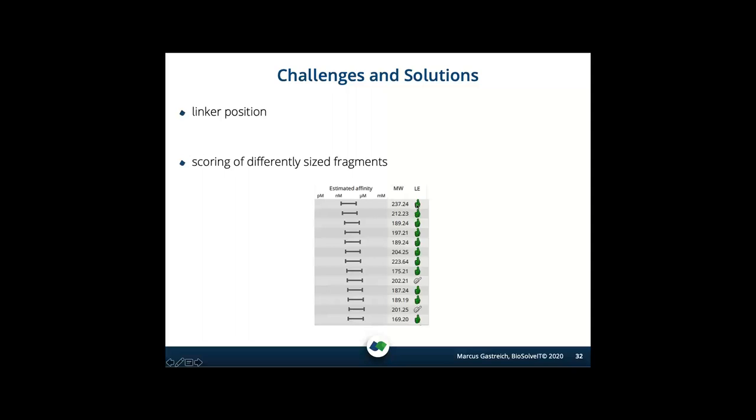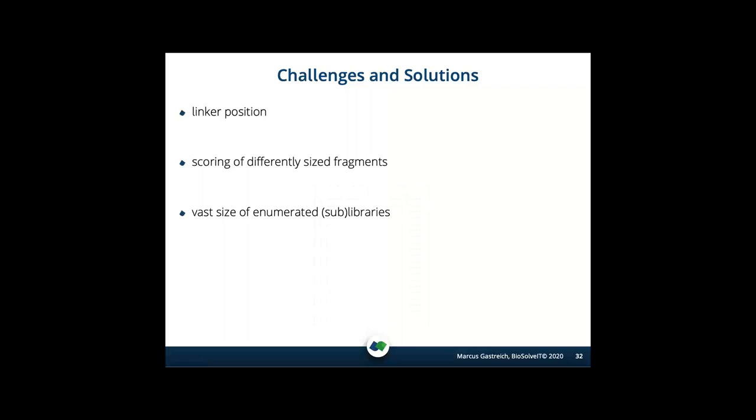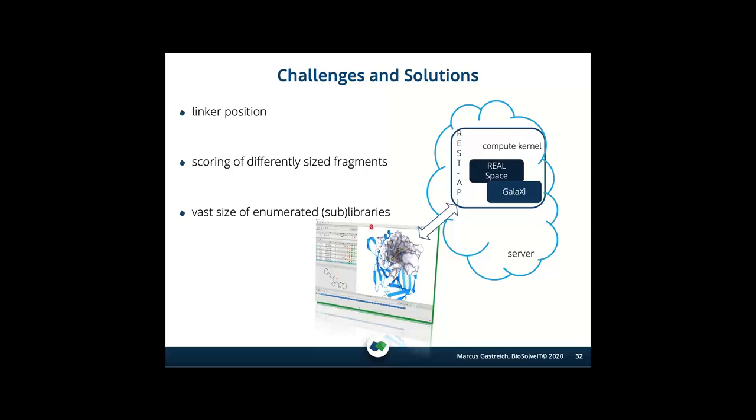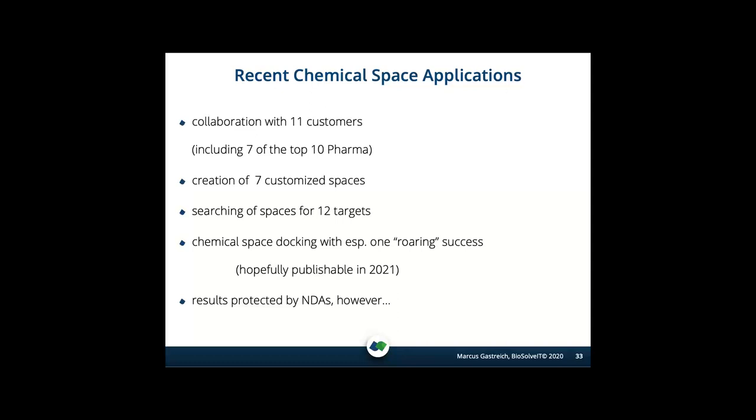Then we have this vast size of the enumerated sub-library. So I'm currently presenting here from my MacBook, which has 8 CPUs, which is already quite a number of CPUs, but certainly for these larger tasks, it would be wishful to not only operate on a laptop or on a standard desktop, but perhaps to do something more. So we are using in-house servers that help us do these things faster. There are REST APIs that we can exploit, and this exports the work to something larger. Recent chemical space applications, a brief overview here.